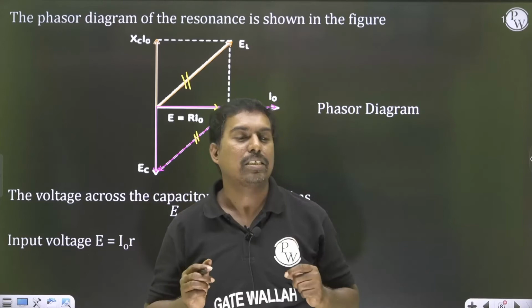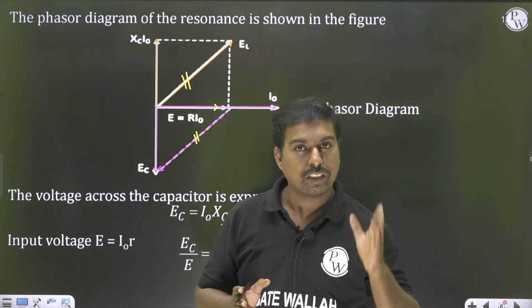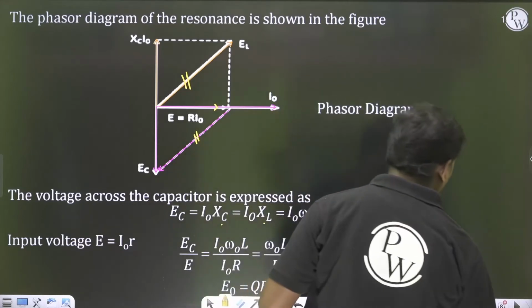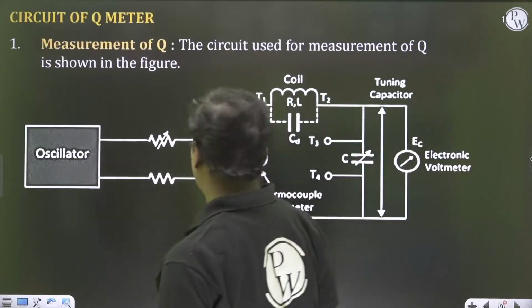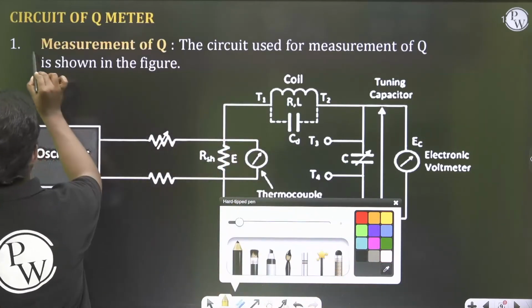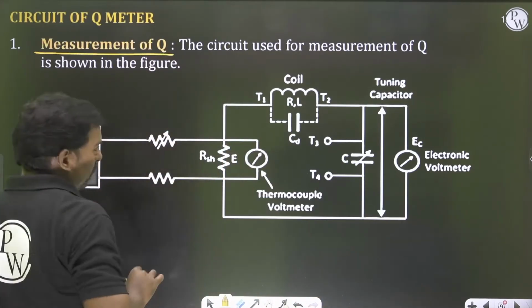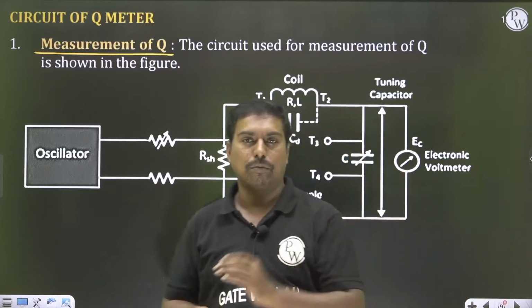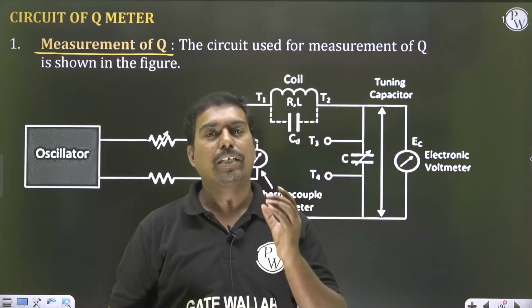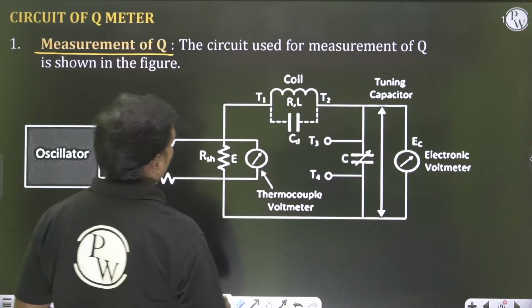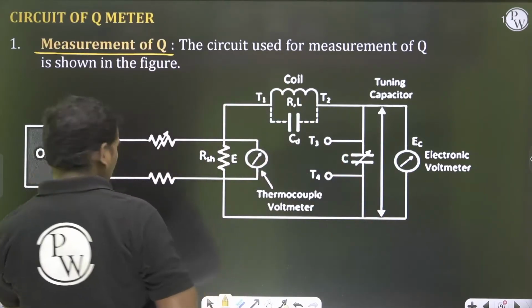At resonance, the voltage across the capacitor is equal to Q times the supply voltage. Based on this, we are going to get the instrument. This is what we call the circuit of the Q meter. If you see the circuit of the Q meter, the first part that we are going to measure is the measurement of Q, that is the quality factor. First, I want to explain the circuit. The circuit contains, first of all, an oscillator.